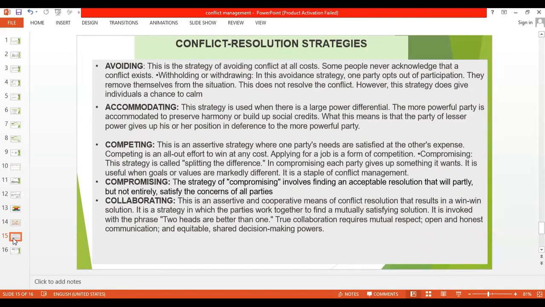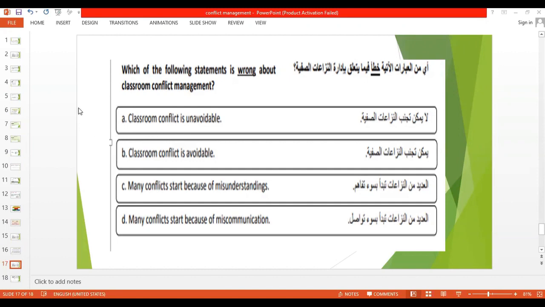By now, you are aware of conflicts, the strategies of conflict resolution, and the importance of conflict in a school. Now let us discuss this question. Which of the following statements is wrong about classroom conflict management? The options are: classroom conflict is unavoidable, classroom conflict is avoidable, many conflicts start because of misunderstanding, many conflicts start because of miscommunication. Let us go from D.